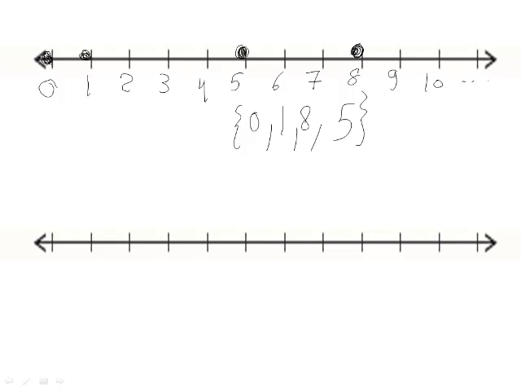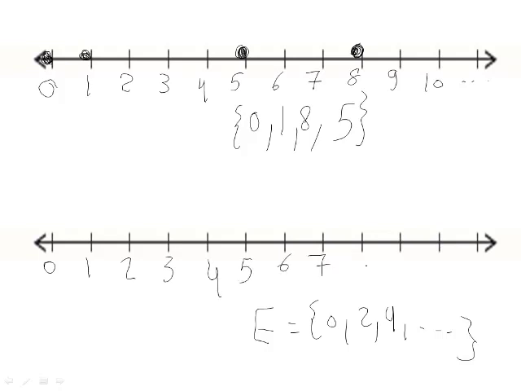Let's take another example. We want to denote the set of even numbers on the number line. So even numbers equals 0, 2, 4, and so on. So let's write the numbers in order on the number line. We write all the numbers on the number line. And these are infinite numbers. We want to denote 0, 2, 4, and so on. So we do it like this.